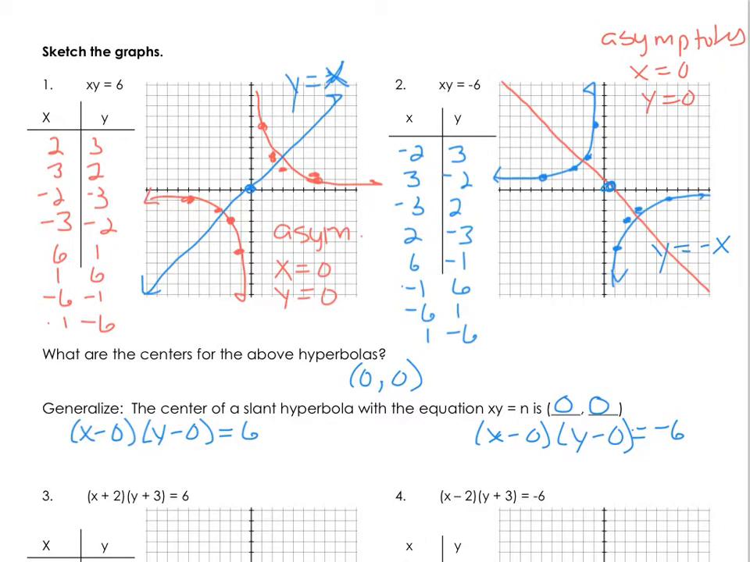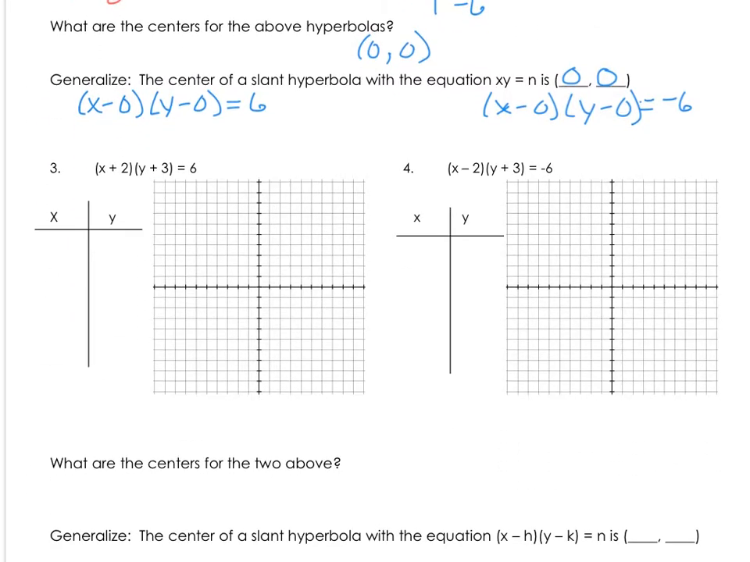So let's take a look at the next example. So take a look at this one. Any guesses what the center might be there? x plus 2 times y plus 3 equals 6, or this one? Okay, what do you think might be the center?